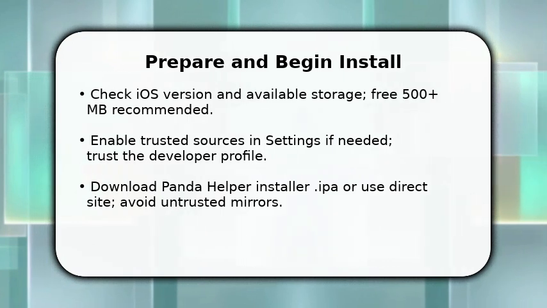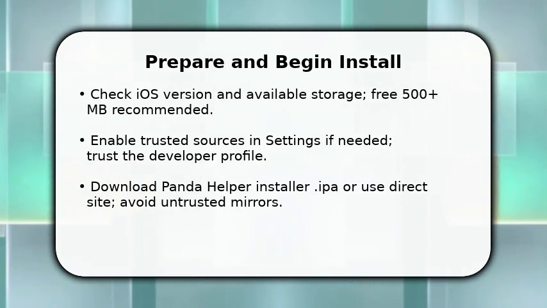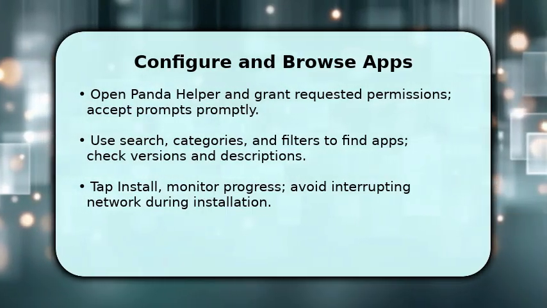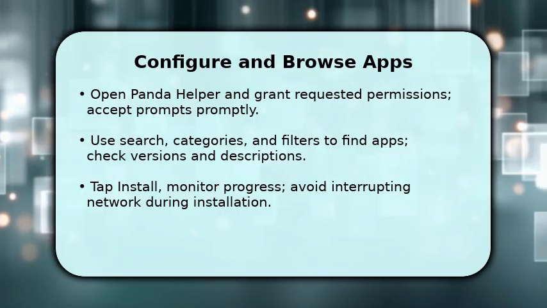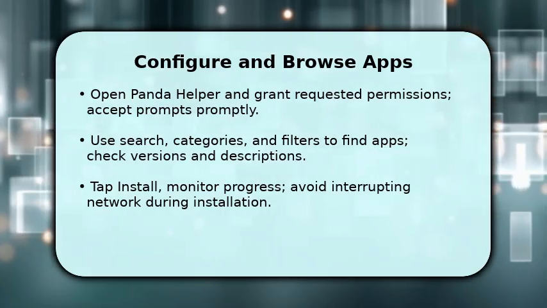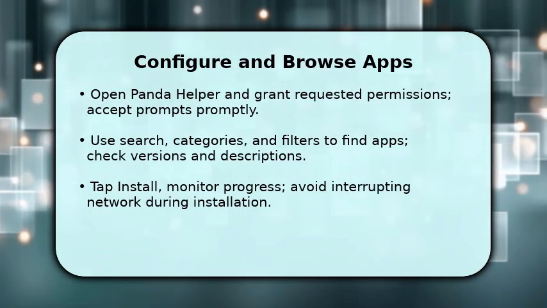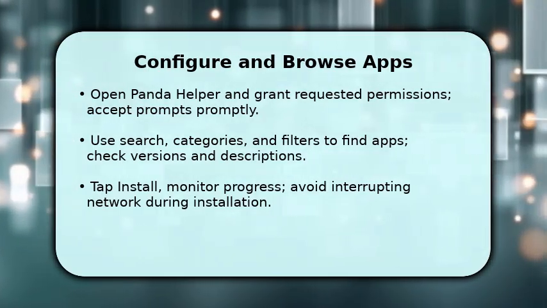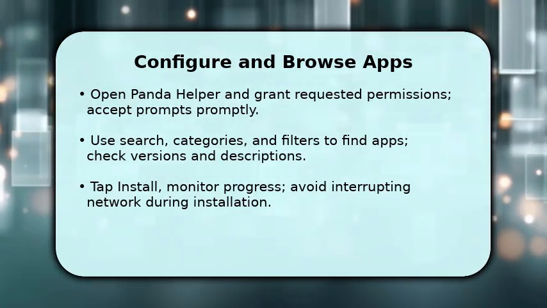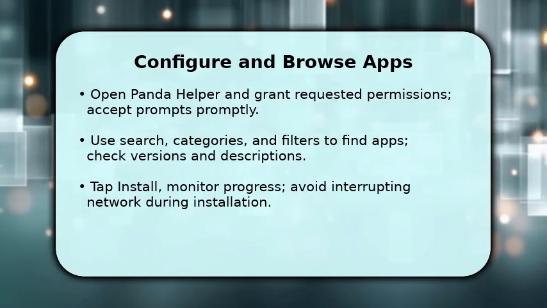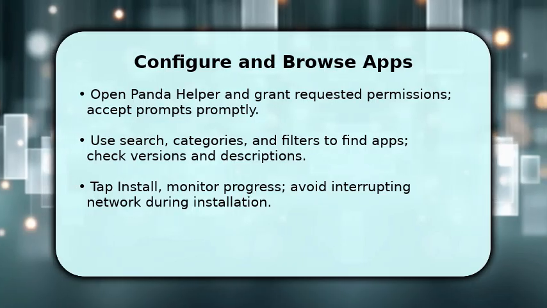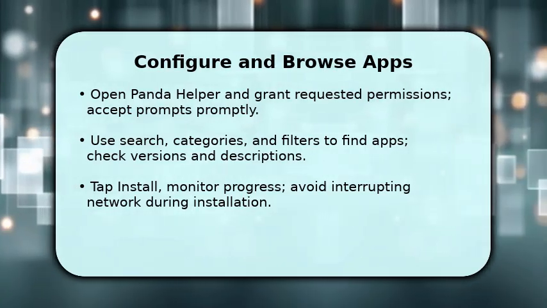Once Panda Helper is installed and trusted, open it and grant the minimal permissions required. You will see curated categories and a searchable catalog. Use filters to sort by version or popularity so you find stable builds. Tap an app, read the description and changelog to confirm compatibility, then press install. While the app downloads and installs, keep the network active and avoid closing the installer. If an installation stalls, pause and retry after clearing.